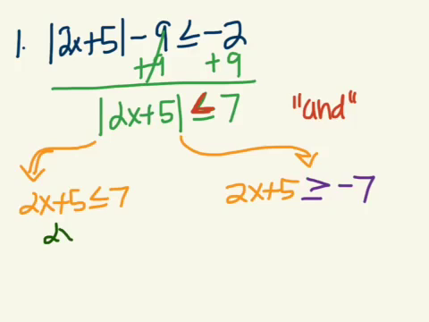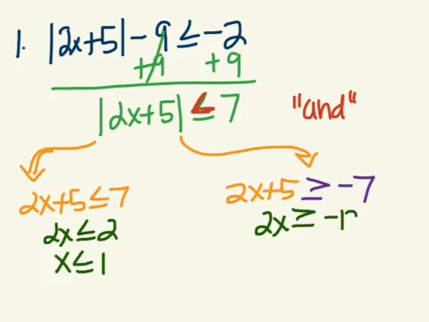So this would be 2x is less than or equal to 2, divide both sides by 2, so x is less than or equal to 1. And for the other equation, subtract 5 from both sides. So 2x is greater than or equal to negative 12. So you get x is greater than or equal to negative 6.